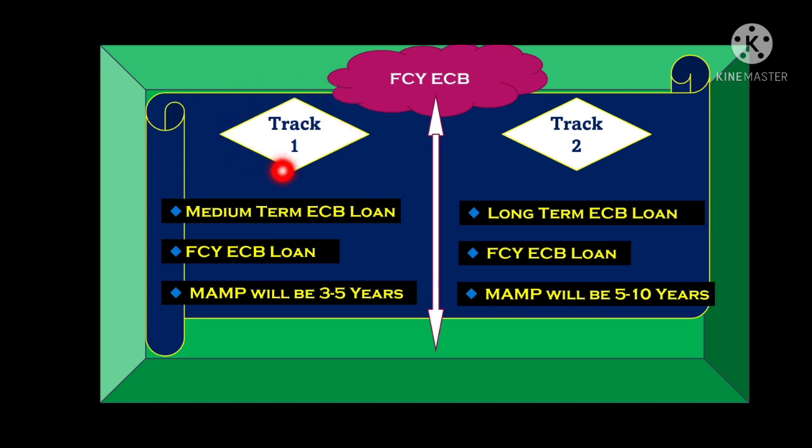Track 1 is basically a medium term ECB loan, in a foreign currency, wherein the minimum average maturity period should be between 3 to 5 years. That falls under the category of Track 1. Whereas Track 2 is basically a long term loan. It is also a foreign currency loan, but it is a long term loan, whereas Track 1 includes the medium term loan only. Here the minimum average maturity period should range between 5 to 10 years, whereas in Track 1 it's between 3 to 5 years.